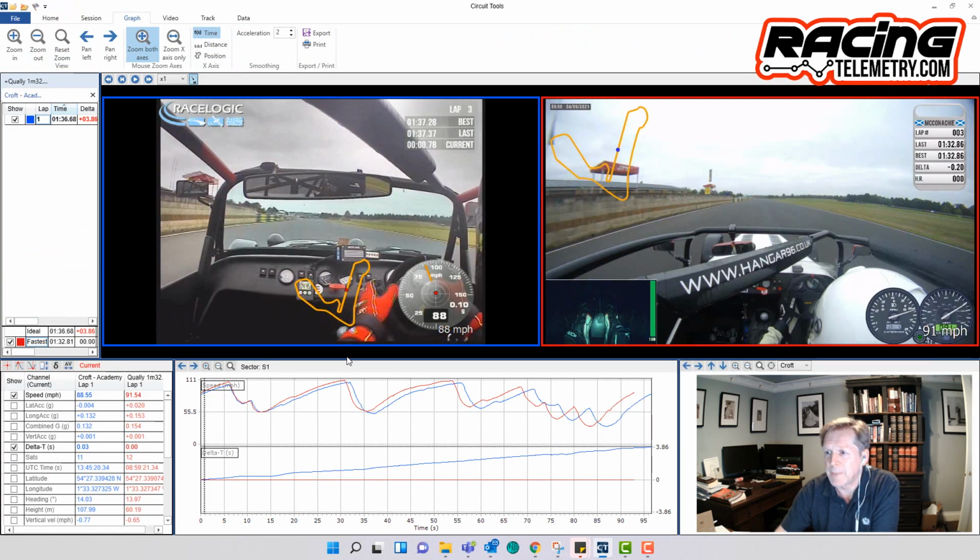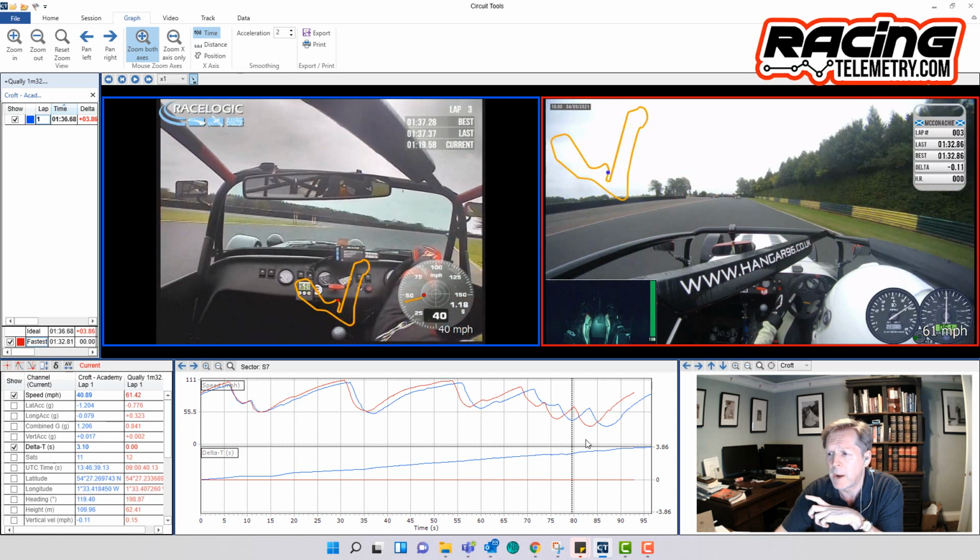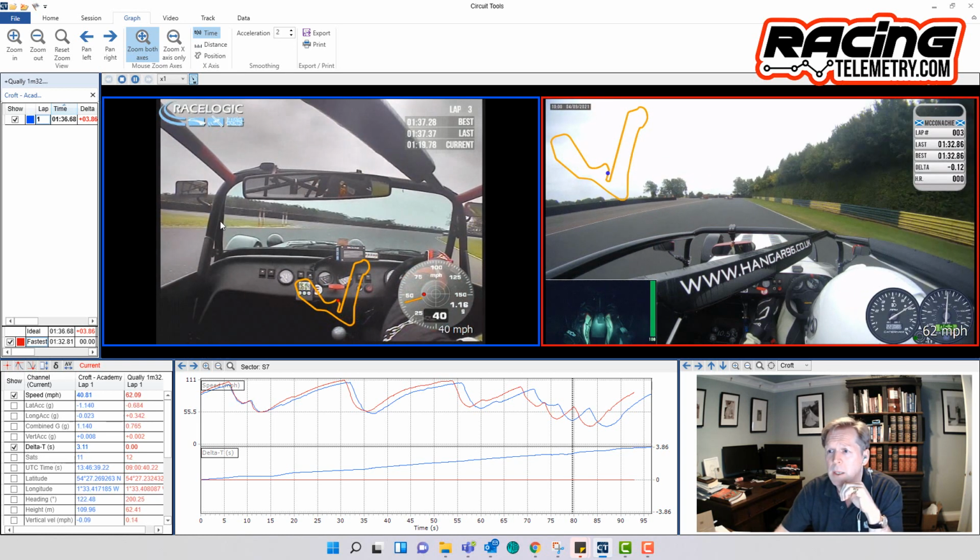So if we put these 2 laps into Circuit Tools and we compare these laps side by side once I've downloaded them from Racing Telemetry, we can start to see exactly how much quicker a 270 is than an Academy car, and more interestingly maybe, where it's making up that time. So I'm going to start with my comparison at the end, because I want to see, as these 2 cars finish their laps side by side, what's happening.